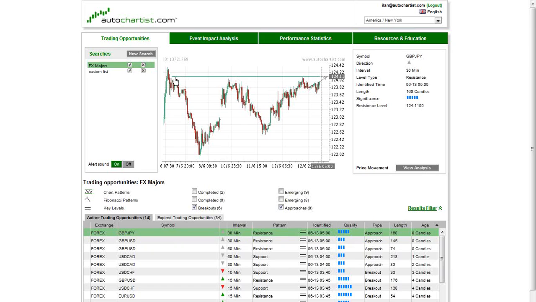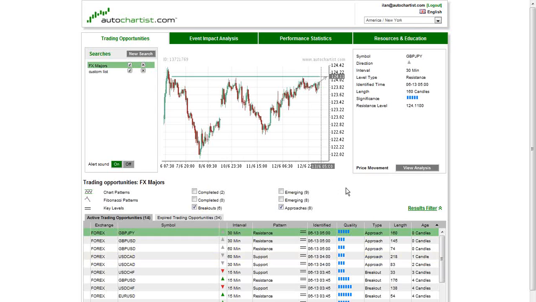Autochartist has identified a very strong resistance level at 124.11, and what we see here is that Autochartist once again tells us this is an emerging pattern, right? Emerging because it's a little gray arrow on 30-minute candles. And Autochartist believes that GBP JPY is moving towards the 124.11 level, which is exactly in line with the chart pattern that we were looking at before.